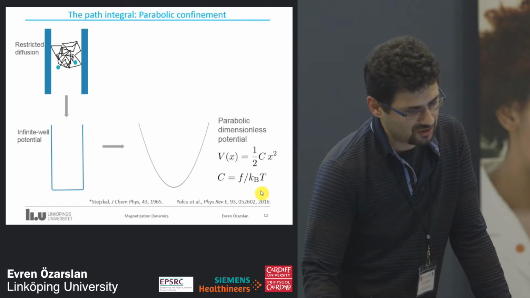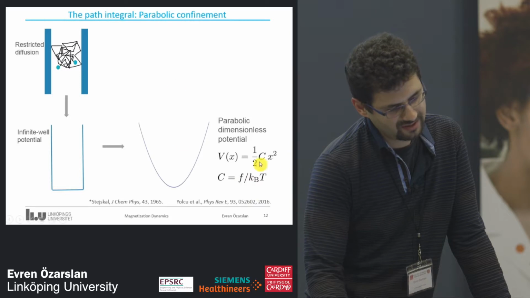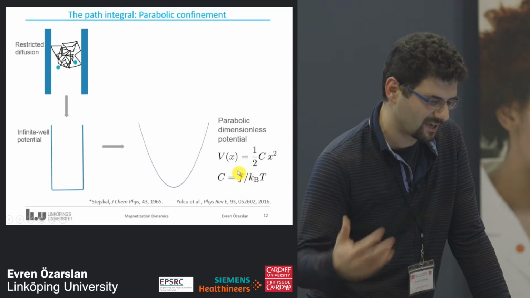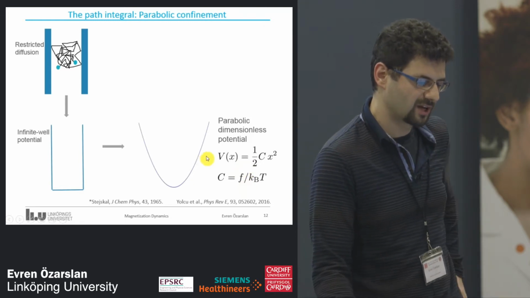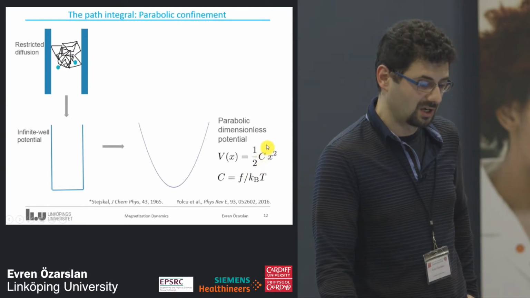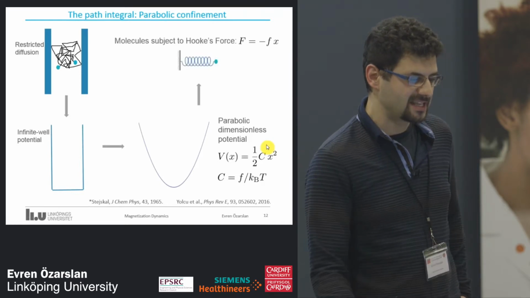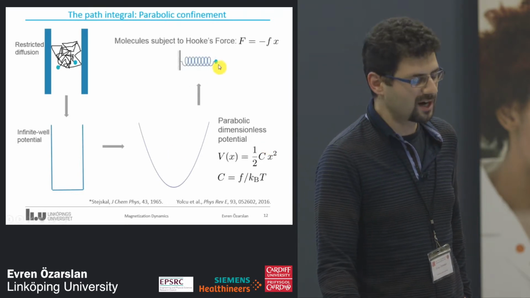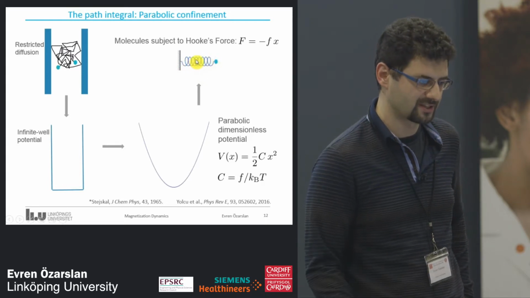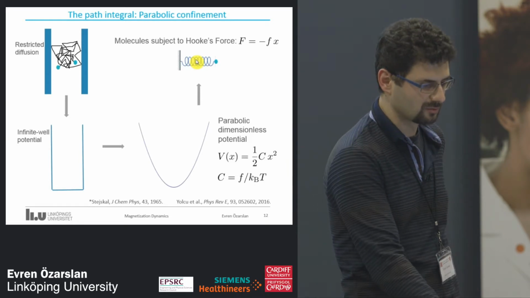We do it by defining this potential and introducing this confinement value, which is the force constant of a hypothetical spring divided by the thermal energy. So it has the dimensions of the reciprocal of length squared. And it basically describes diffusion for particles which are bound by this Hookean spring, so they are subject to a restoring force when they are away from their equilibrium point.